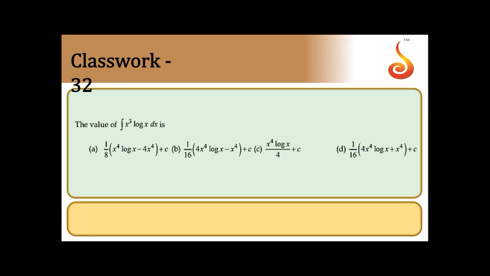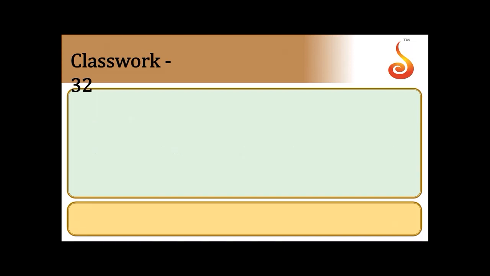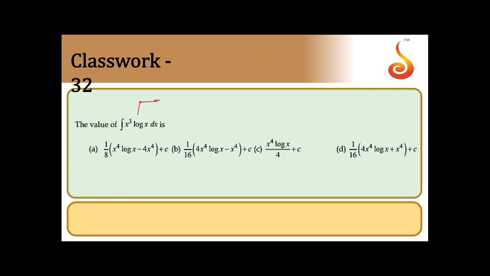Coming to the next one, integral x cube log x. Of course, by parts you need to do it. The first function is log x, and x cube integration is x power 4 by 4. So log x into x power 4 by 4, minus the integral of log x derivative, 1 by x, times x power 4 by 4 dx. The x cancels, becoming x cube, and therefore 1 by 16 will come. The 1 by 16 possibility is only the B option. So the answer is B.